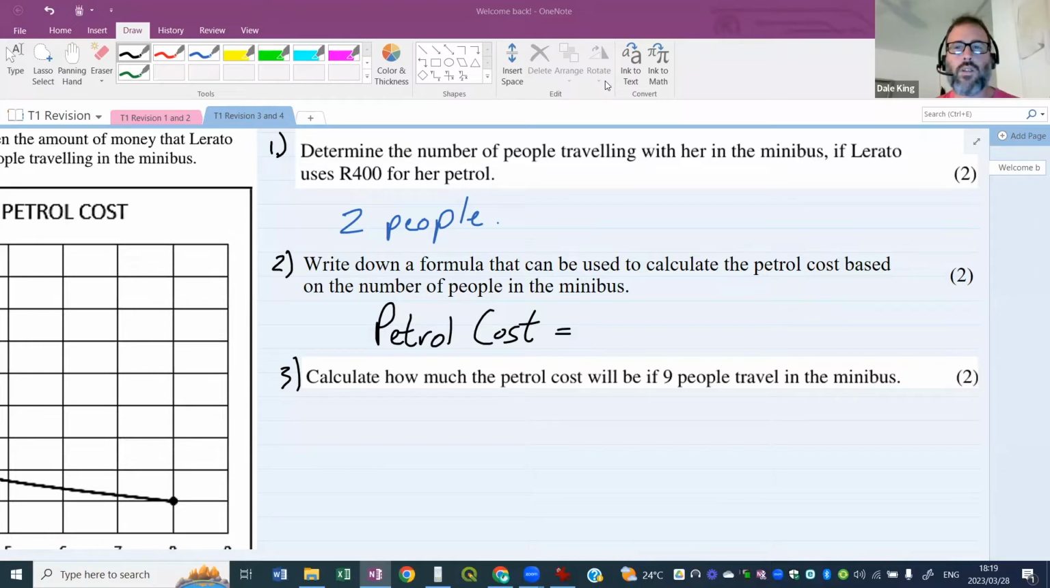Anyone want to try this one out? You're welcome to raise your hand, or you can put it in chat. I'm sure you guys are typing furiously to type out a formula here. So petrol cost, to get it, you have to do something with the number of people in the minibus taxi.